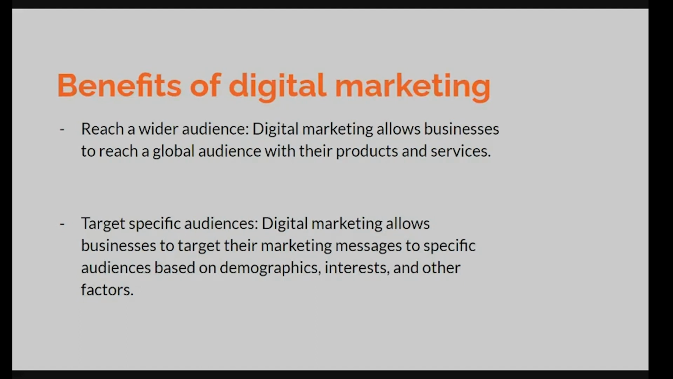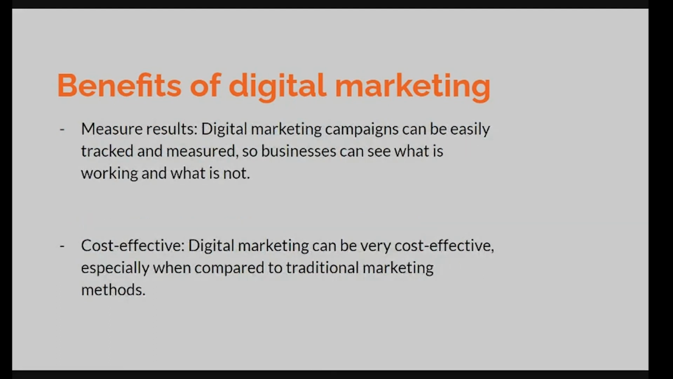You can target the people that you want to reach based on their age, based on their location, based on their interest, and other factors like that. And that's essentially what is stated here in this slide. It says digital marketing allows businesses to target their marketing messages to specific audiences based on their demographics, their interests, and other factors. So that's the second benefit of digital marketing. Let's proceed to the next one.